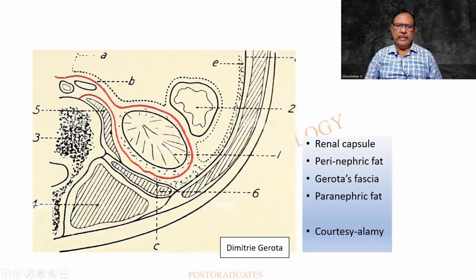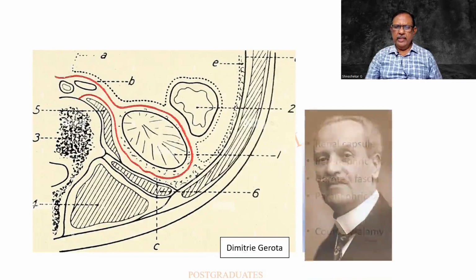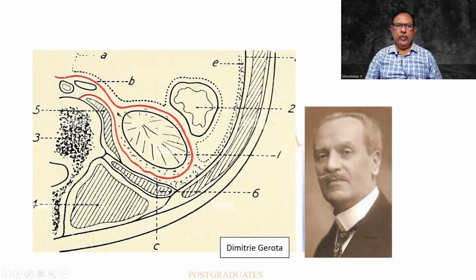This in turn is being surrounded by the R.A.T.S fascia. The red colored one is the R.A.T.S fascia. And external to this is the paranephric fat. Courtesy, allow me for this beautiful line diagram, which you people can have in mind. And this incidentally is Gerota, under whose name the fascia still stands.